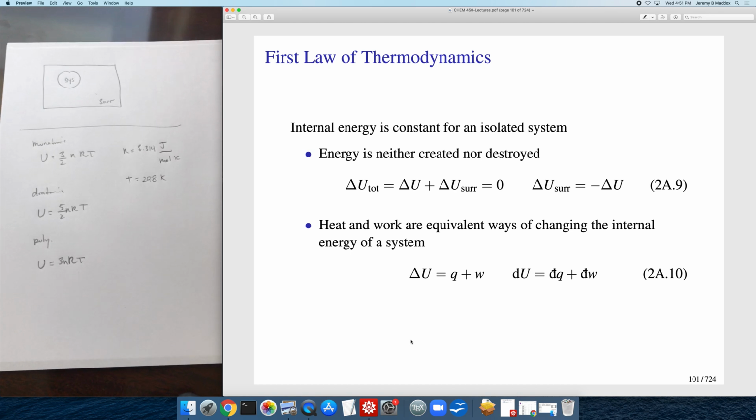And I'm going to go ahead and stop this video here, and we'll pick up with the first law of thermodynamics in the next one.